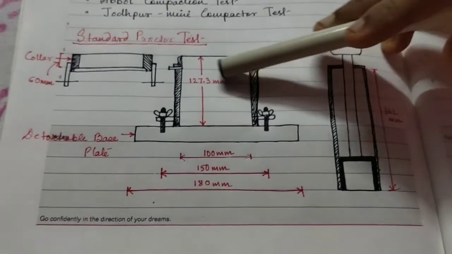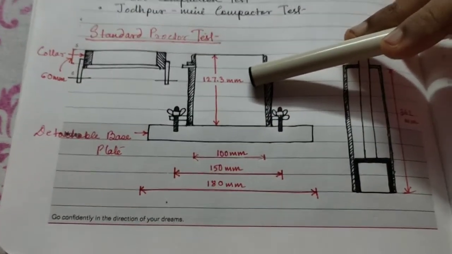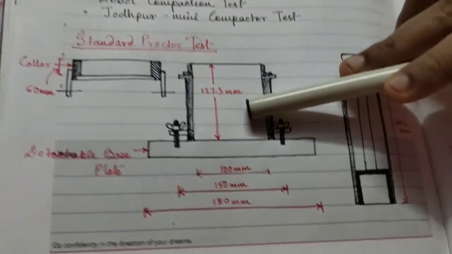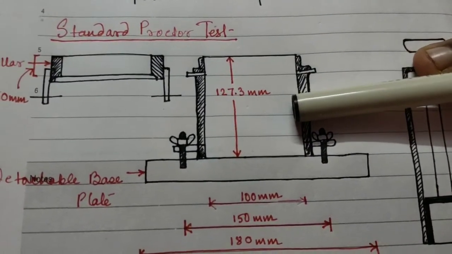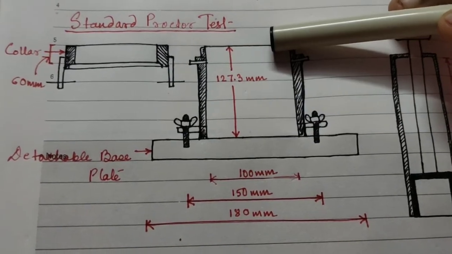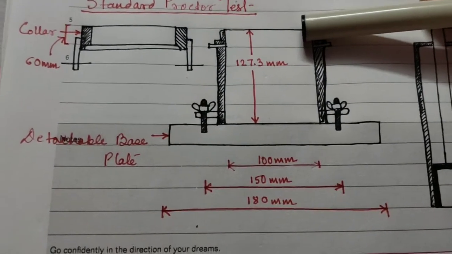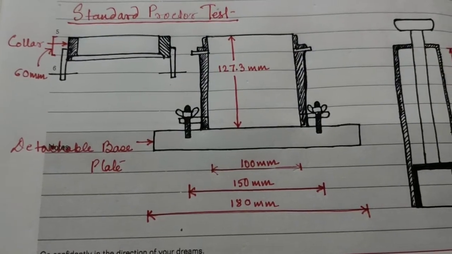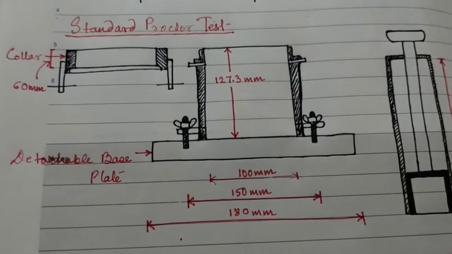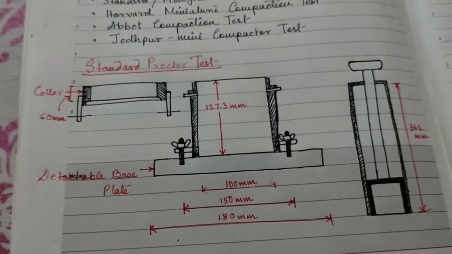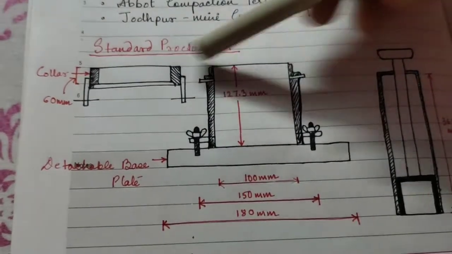Before putting in the second installment of soil, the top of the first compacted layer is scratched with the help of any sharp edge. The second and the third layers are similarly compacted. Each layer is given 25 blows. The last compacted layer should project not more than 6 mm into the collar.